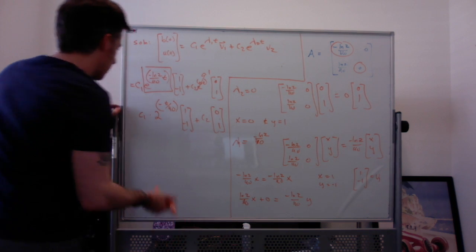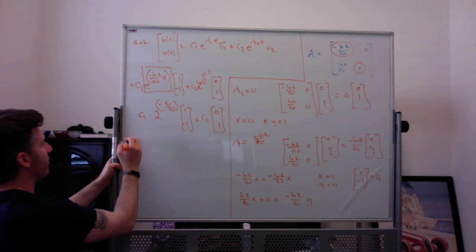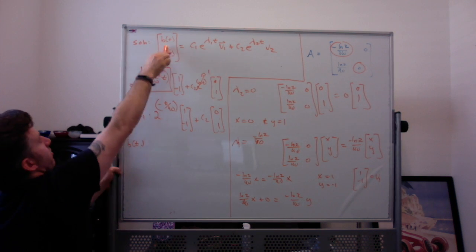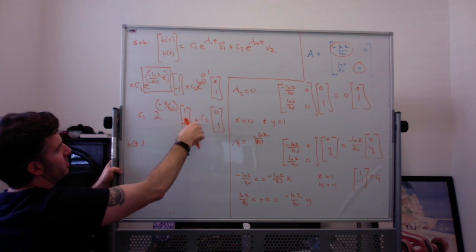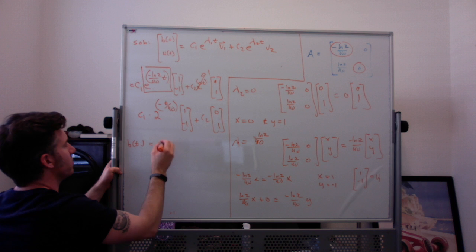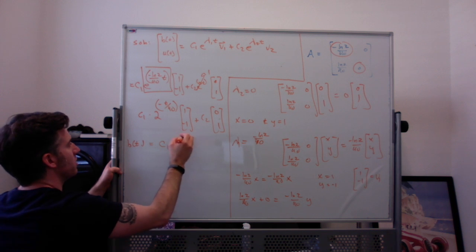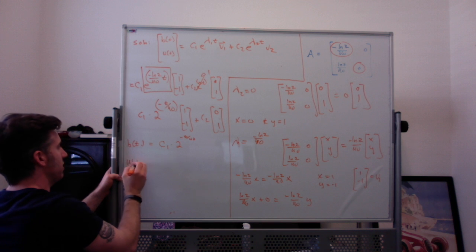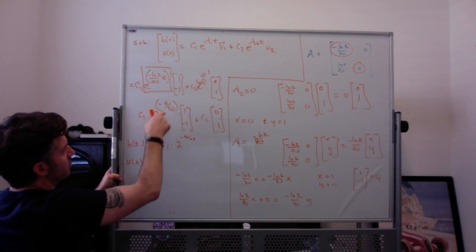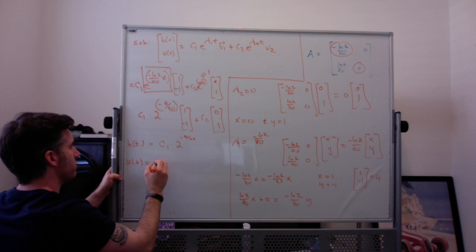Okay, so here's what I've got. b of t, b is the top part, equals c1 times 2 to the thing times 1 plus c2 times 0. So b of t equals c1 times 2 to the negative t over 40. That's it. u of t equals c1 times 2 to the negative t over 40 times negative 1 plus c2 times 1.